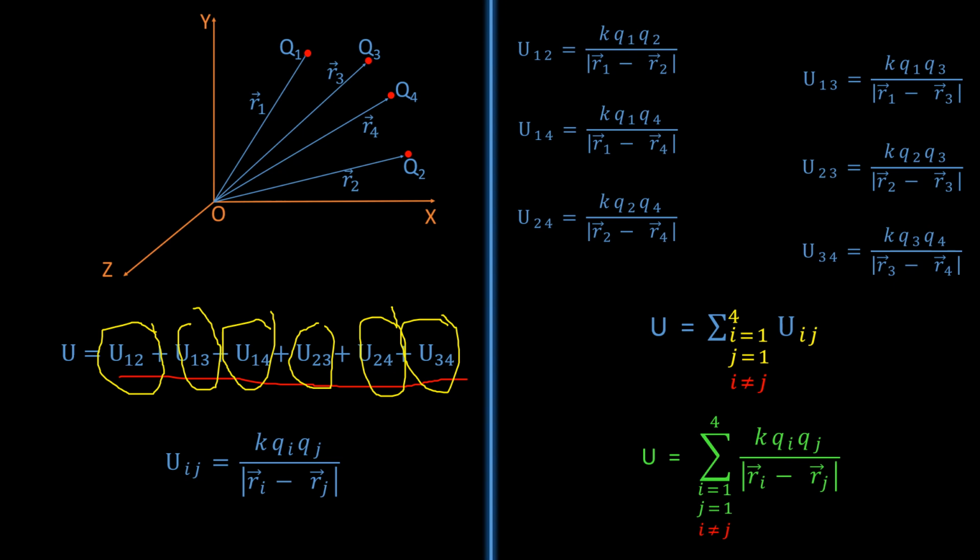And if you have a system of n charges, the formula remains the same, except for this one change: instead of 4 you should write n. And i not equal to j is a very important thing here, because it avoids the possibility of writing U22 or U33 or U44, which carries no physical significance. So don't forget to mention i not equal to j when you are using this expression.